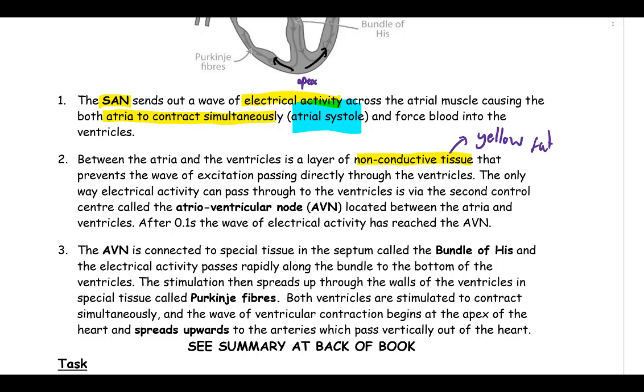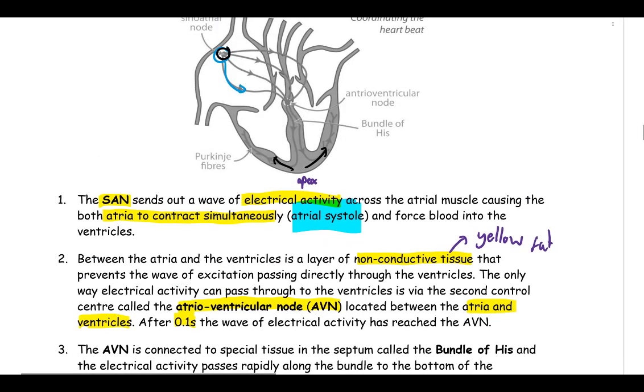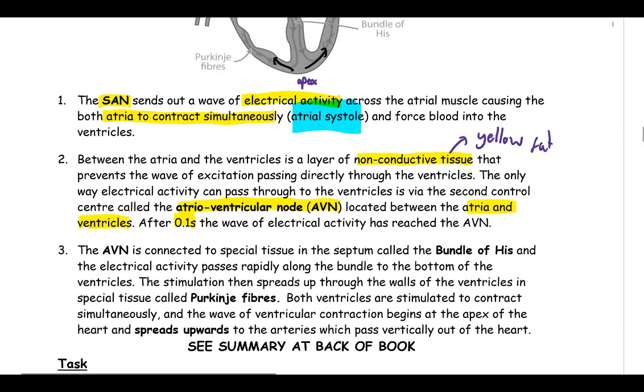The only way electrical activity can pass through the ventricles is via the second control center called the AV node, which is located between the atria and the ventricles. After 0.1 seconds, the wave of electrical activity has reached the AV node. So that gives you an idea about how quick this is taking place. It takes 0.1 seconds to pass from there across the atria to there. So it's very, very quick.